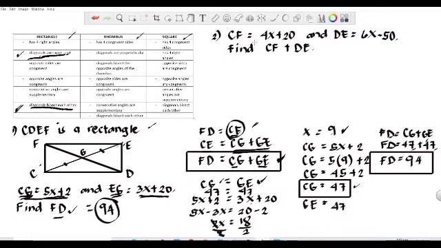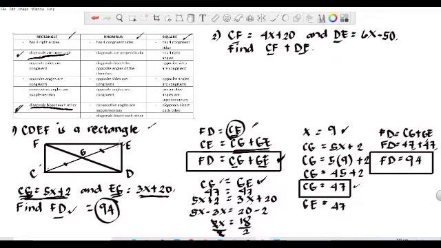Sabi, CF is equal to 4x plus 20. Ano ba yung CF? This one. So that's the side of a rectangle. And DE is 6x minus 50. Ano ba yung DE? That's a side also. Okay? So, find CF plus DE. So, ibig sabihin, kailangan natin mahanap ang value ng CF at saka value ng DE.